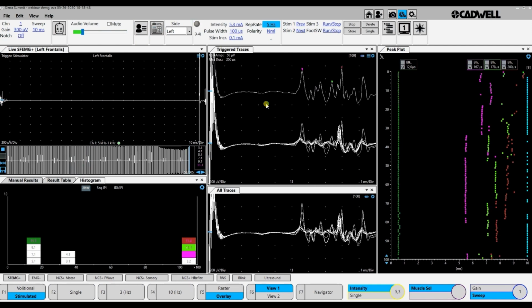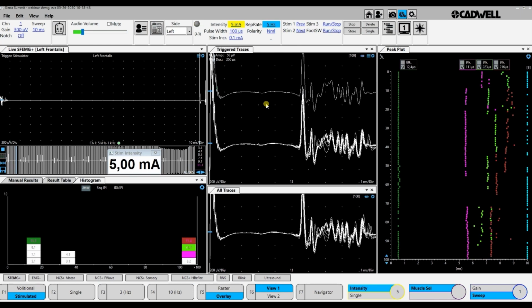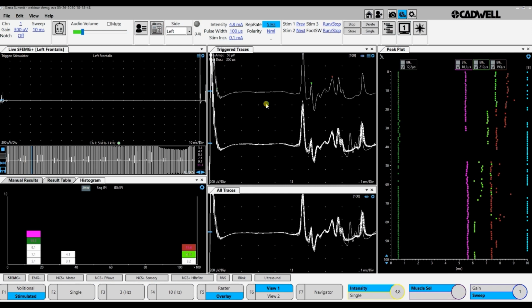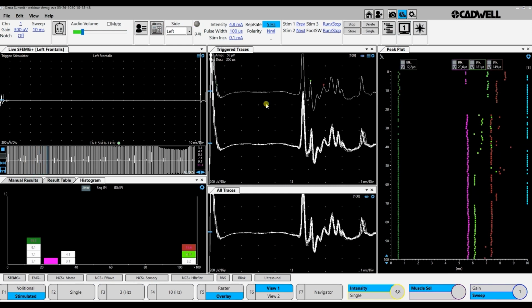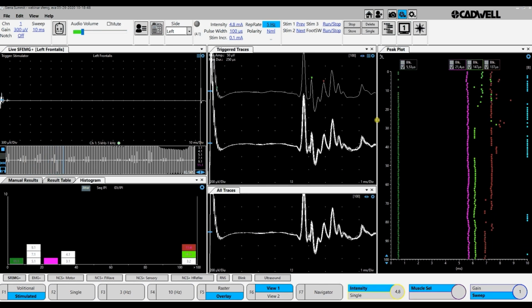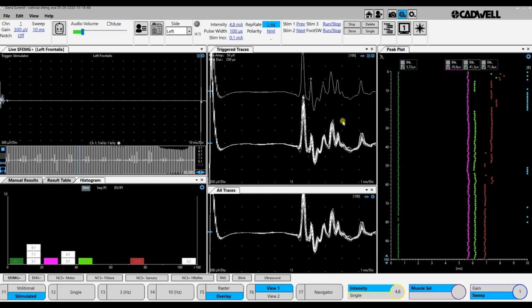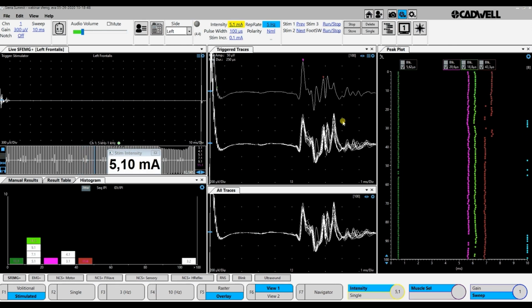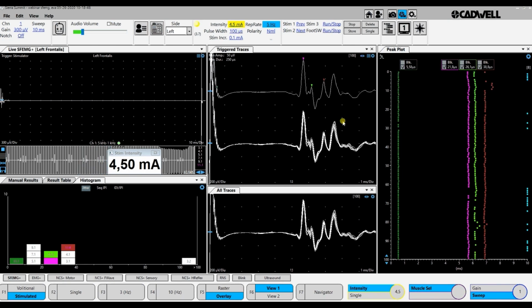For measurements, I could say that we want to have just a few spikes. I reduce the stimulus. One is showing something that looks like blocking, but now we measure between a few different spikes indicated with the markers there. If I increase the stimulus, I'm sure that new spikes are coming in. Yes, and then I reduce the stimulus.